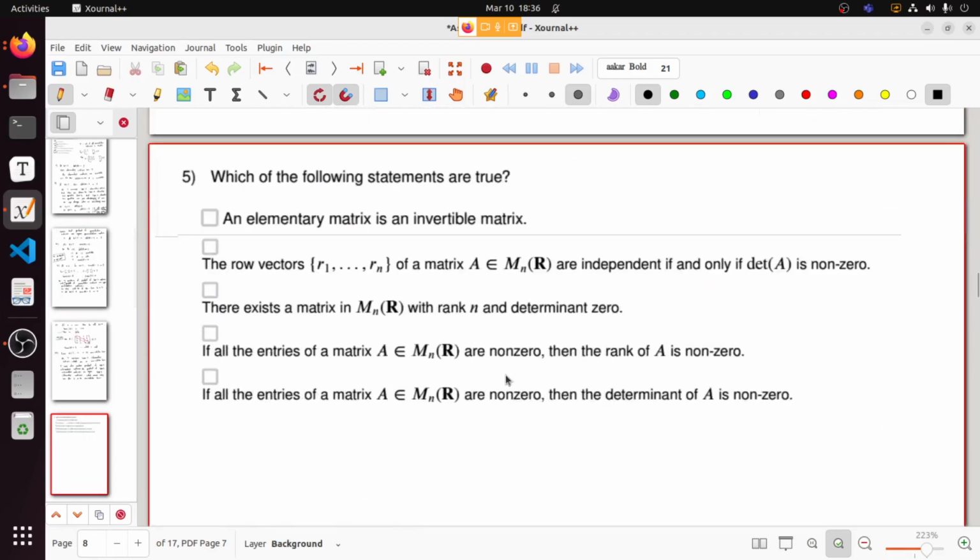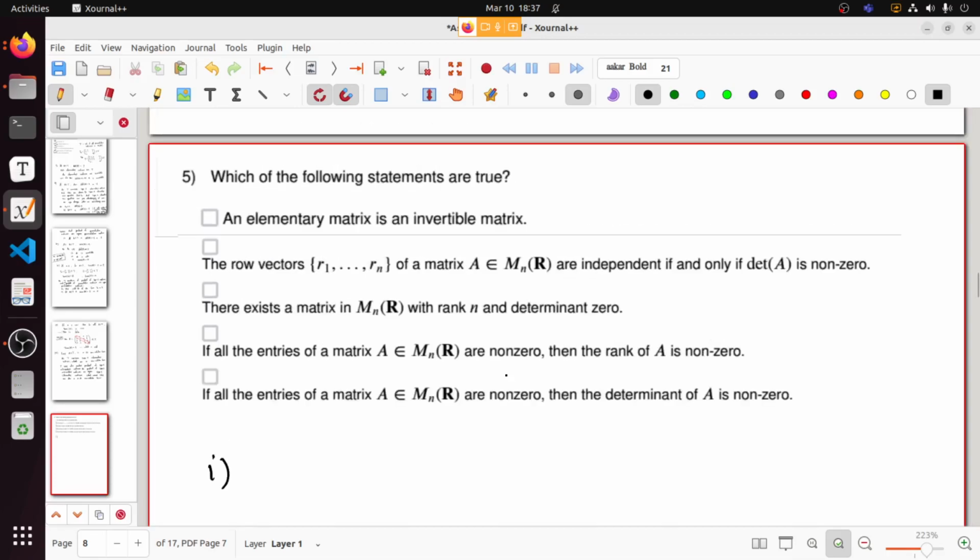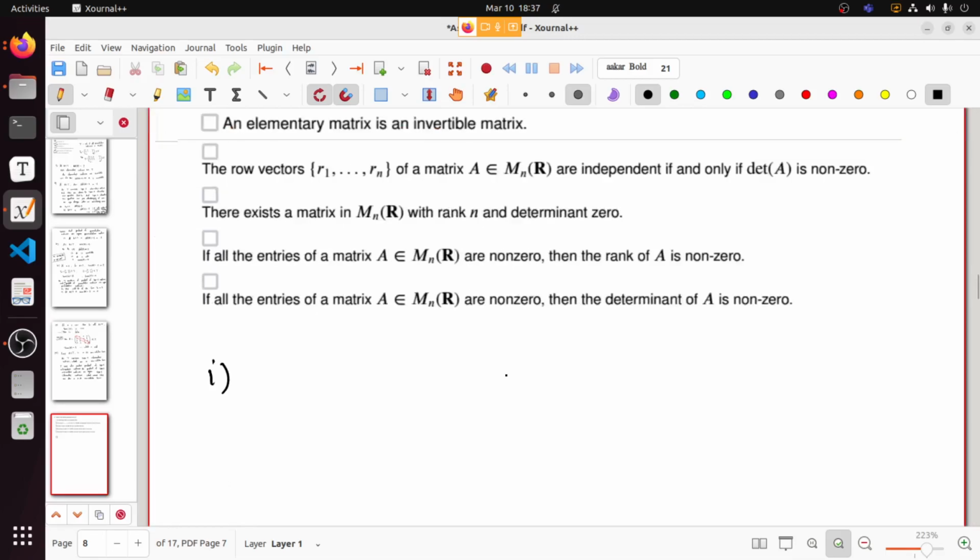Okay. What is it saying? Which of the following statements are true? An elementary matrix is an invertible matrix. So these were done in the class. I have done the first option. So what are elementary matrices? You can see easily that they are invertible. What are the inverses?